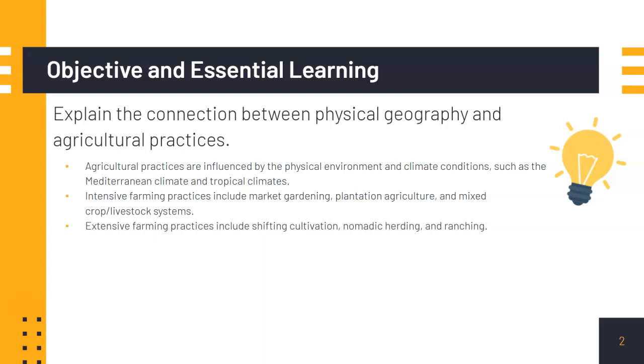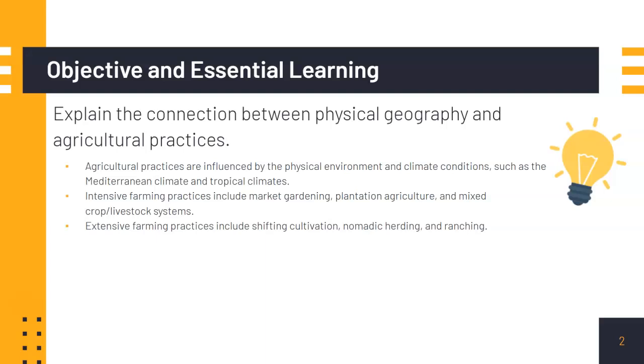In contrast, extensive farming practices require much more land, but less labor or input per unit of land. Examples include shifting cultivation, often practiced in tropical forests where farmers clear small plots for temporary use; nomadic herding, where people move with their animals to find grazing land, very common in arid and semi-arid regions; and ranching, which is typically done on large areas of land like cattle ranches in the western United States.